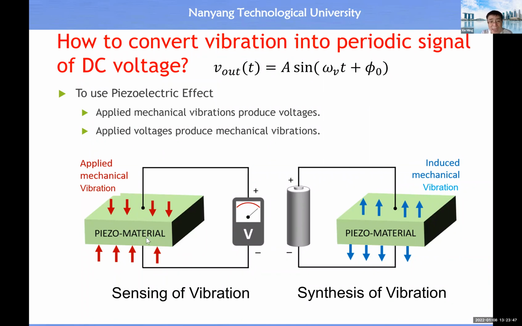Because vibration will basically produce a time function, assume here we have a single-source vibration, all right? Then in this case, we have a pure sine function like this. The frequency of the vibration is equal to the frequency of the output voltage signal. The amplitude corresponds to the peak value of the voltage, etc. Right? So this is the solution for us to convert vibration into a periodic signal of DC voltage.